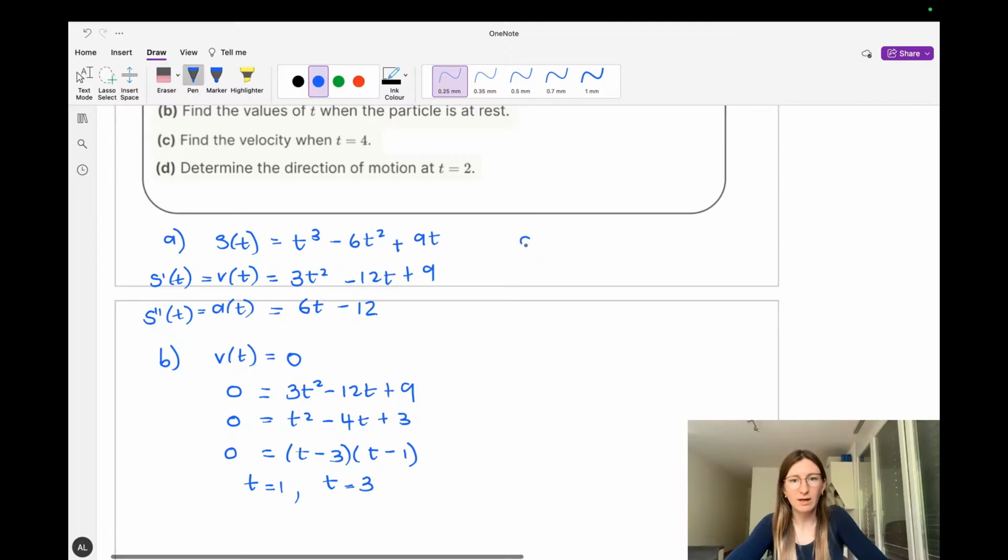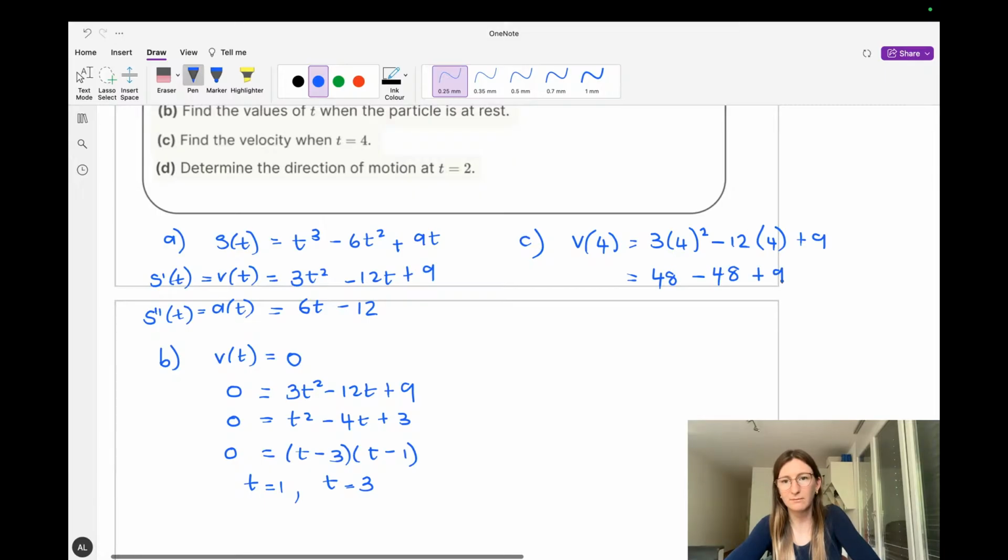Then find the velocity when t equals 4. So again, I want my velocity function, for v of 4. So it'd be 3 times 4 squared minus 12 times 4 plus 9. So that's 16. 3 times 16 is 48. 12 times 4 is also 48, plus 9. That's nice and easy. So 9, and we need to say the velocity is 9 meters per second. There we go.